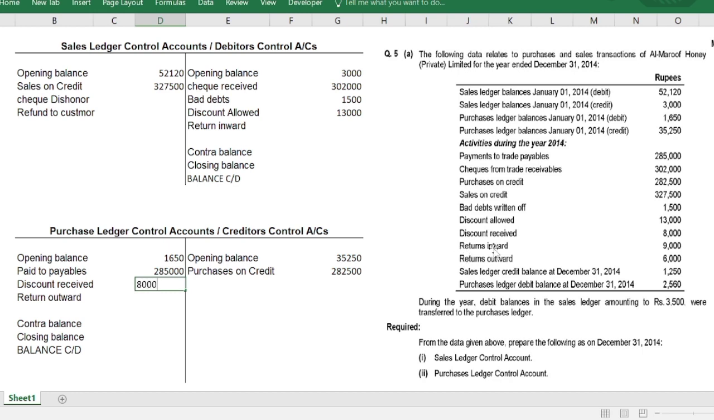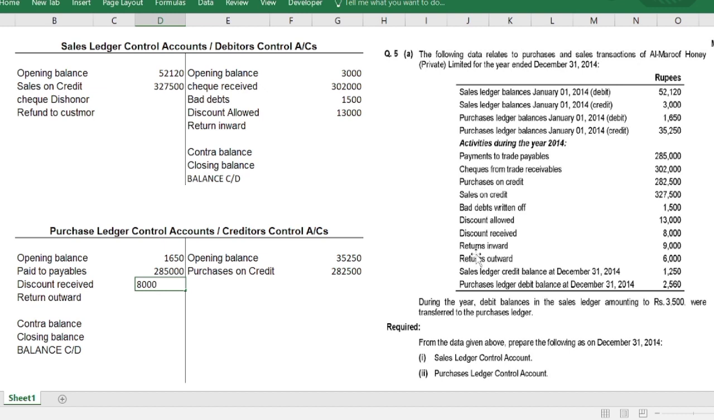The next transaction is return inward. Sales returns and return inwards are the same thing. Sometimes in many questions, the word sales return is used. Both terms have the same meaning, sales return or return inwards. So what is the effect of this transaction on our receivables account? For example, a credit customer purchases goods and services and, for some reason, returns some goods and services to us.